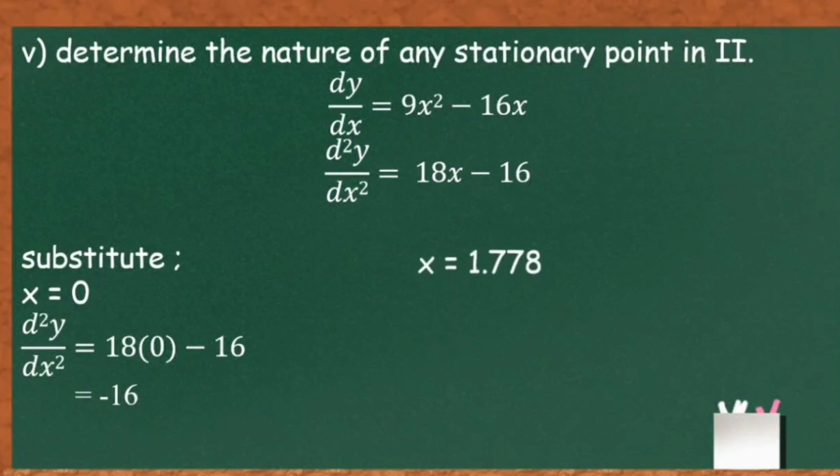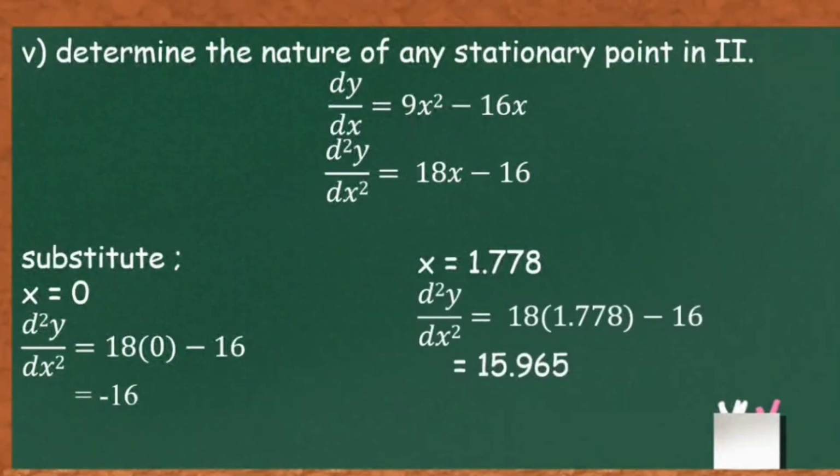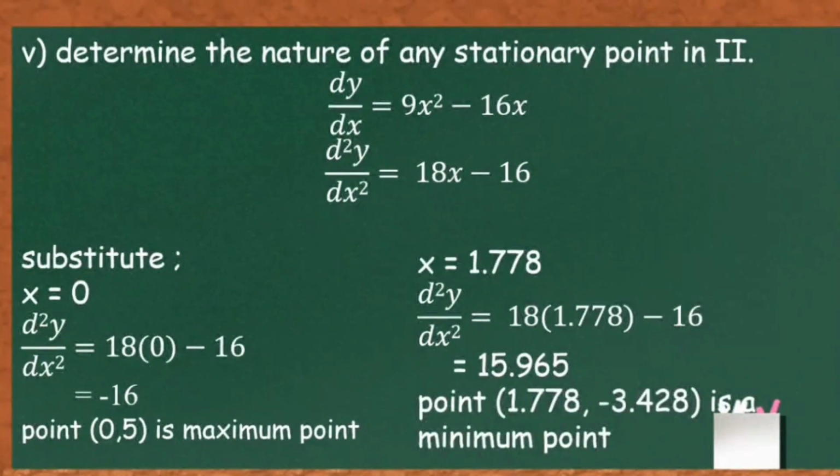So next we substitute x equals to 1.778 into the second degree of differentiation. So 18 times 1.778 minus 16, we will get 15.965. So we know that 0.05 is maximum point and 1.778 negative 3.428 is a minimum point.